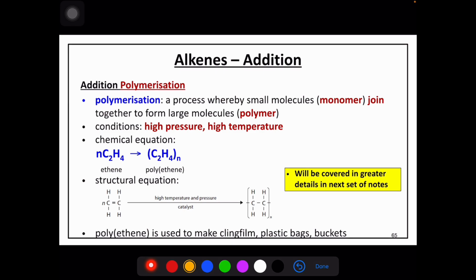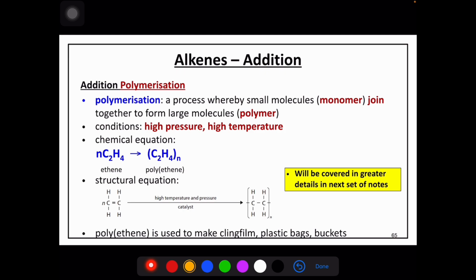So in the last slide over here, this is what we call addition polymerisation. Polymerisation is a process whereby many small molecules called monomers come together to join and form a large molecule called a polymer. Now this requires certain conditions of high temperature as well as high pressure. And the formula is shown over here with the equations. This is a process that we use to make plastics, and one such plastic is known as polyethylene. For now, not to worry too much, this will be covered in greater detail in the next set of notes when we do a deeper dive into polymers.